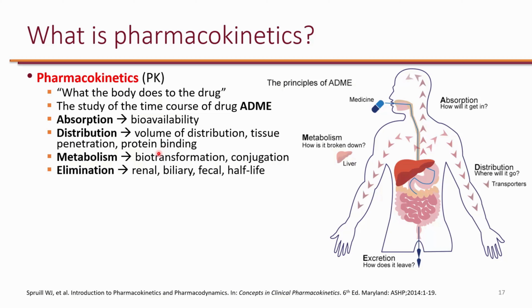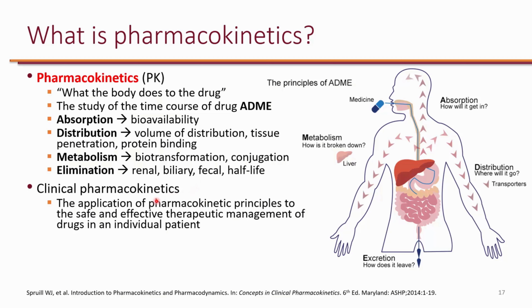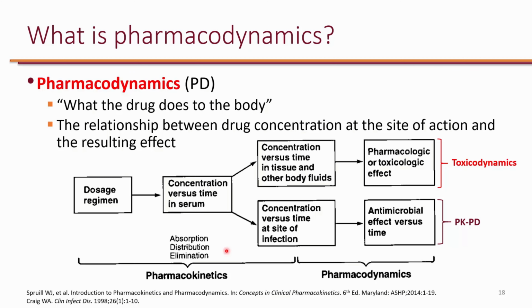Albumin is the number one protein that binds antibiotics. When it comes to metabolism, it is important to know if a drug is specifically metabolized by the CYP enzymes. That could include drug interactions. And of course, when it comes to elimination, it's important to consider renal, biliary, and fecal clearance. Now, when we say clinical pharmacokinetics, we basically mean application of these pharmacokinetic principles to safe and effective therapeutic management of drugs in individual patients. And the goal is enhancing efficacy while decreasing toxicity.